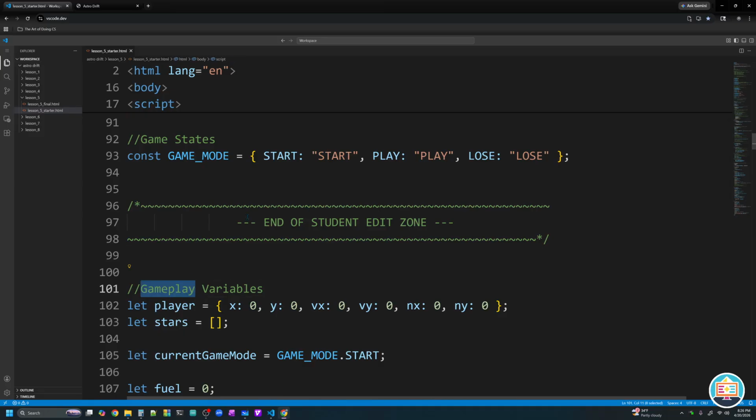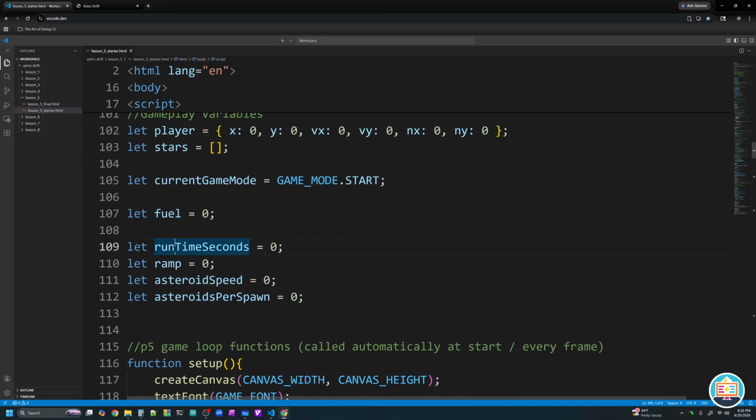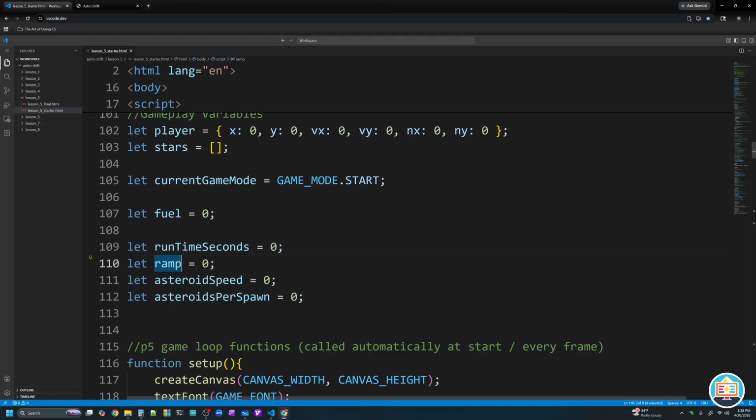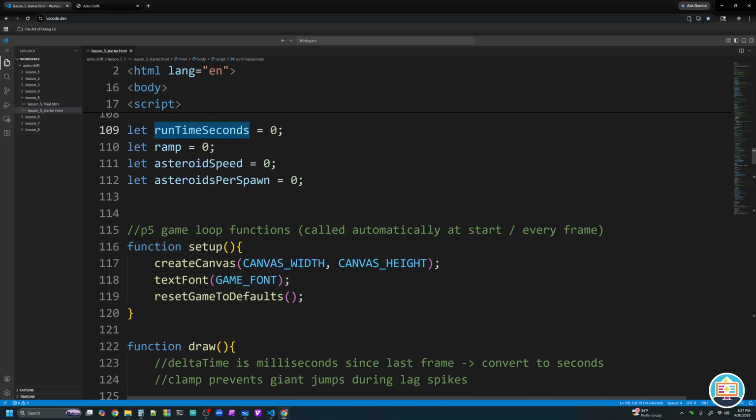In our gameplay variables, outside of our student edit zone, we've got runtime seconds. Okay, so that's initialized to 0. I'm thinking that's probably going to be that timer right there. And then we have a ramp variable, our asteroid speed variable, and our asteroids per spawn variable. So we don't have any asteroids yet, but we're laying the foundation to bring them into our game, and it's going to work really, really nice. So right now we're doing the prep work. But we've got this runtime seconds variable.